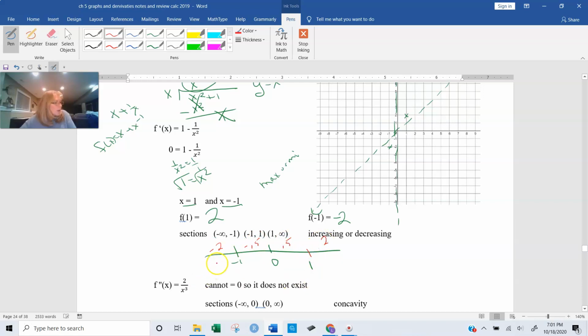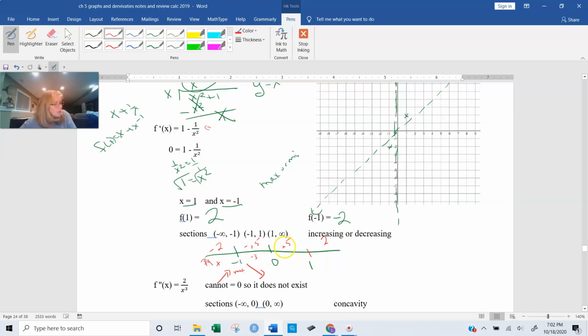Now when we plug negative 2 into my original, that's 1 over 4. So this guy is 3/4. So he's positive. He is going up. Plug in a negative 0.5. Well, when you plug in a negative 0.5, you actually get negative 3. So he's negative. He's going down. That means negative 1 is a max.